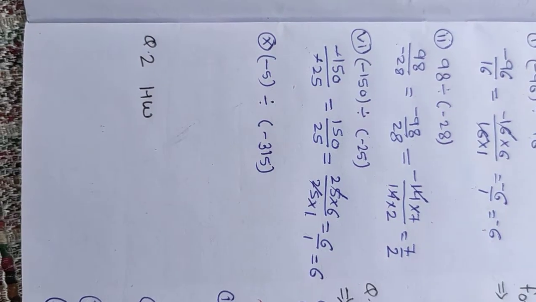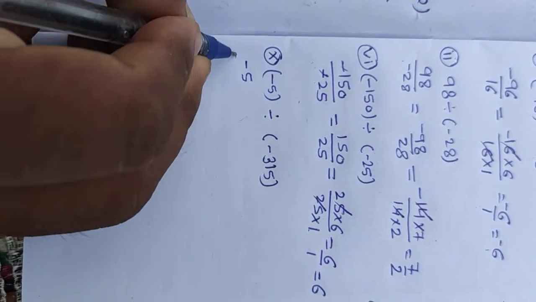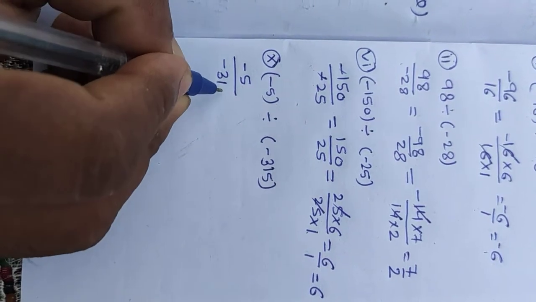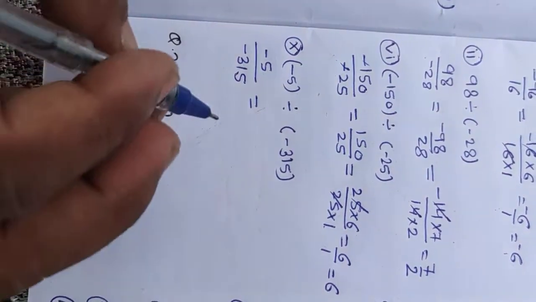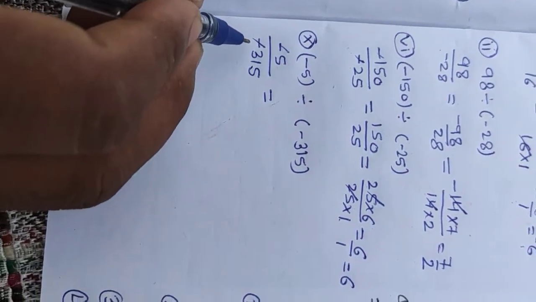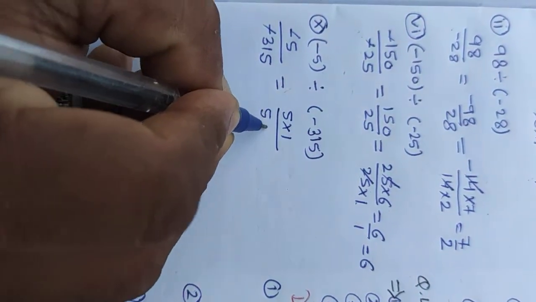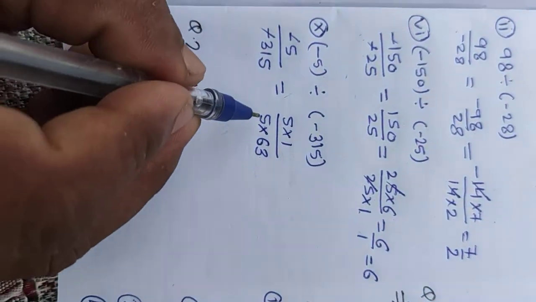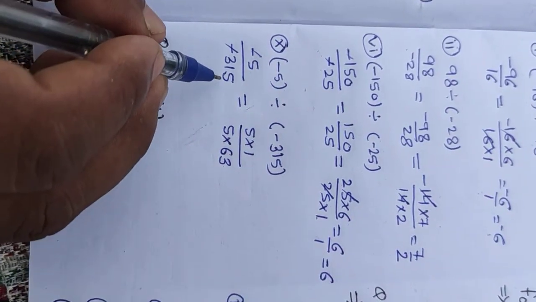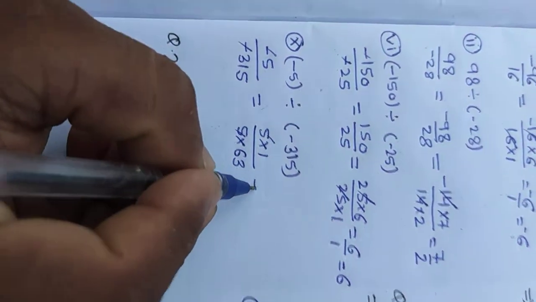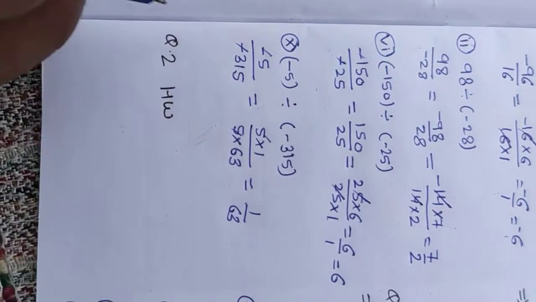And then come to the last sum, that is sum number 10. -5 divided by -315. So here also the minus and minus will cancel, negative cancels, and we got the answer in a positive. So we write 5 1s are 5 and 5 into 63. If we multiply this 5 with 63, then we got 315. So here 5 cancels and we got 1 upon 63 as our answer. See, the answer is in positive.